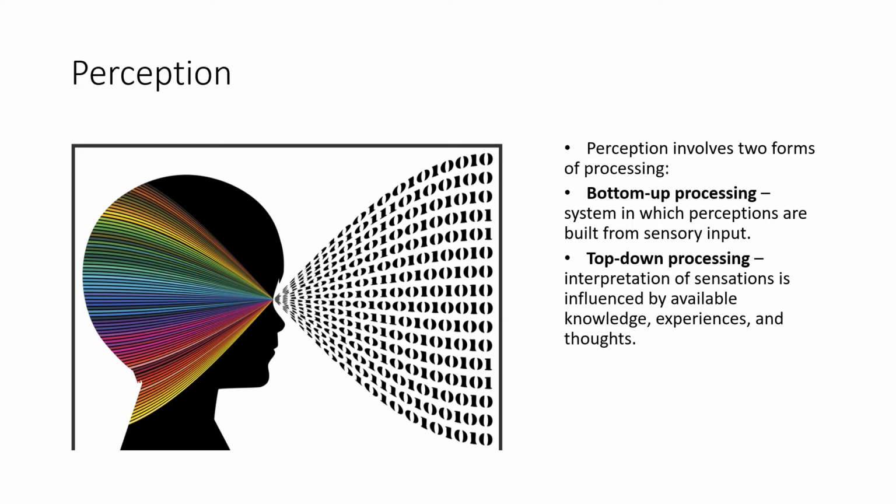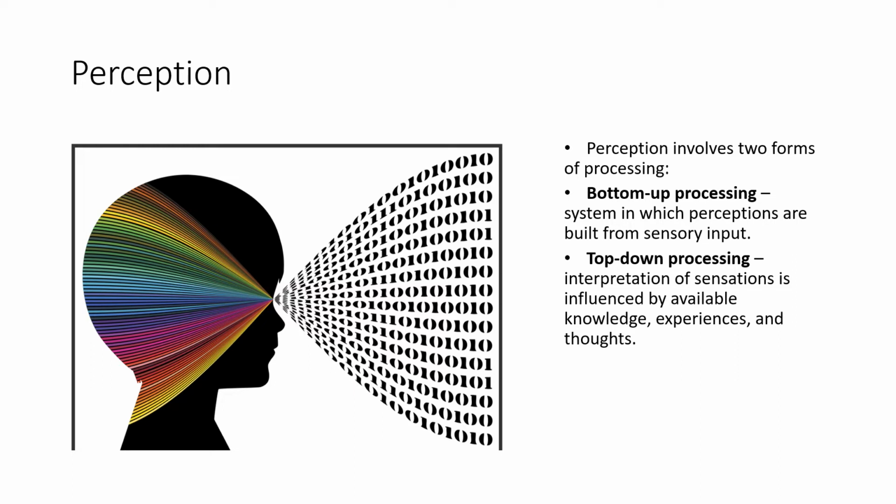Perception involves two different forms of processing. We have what's called bottom-up processing, and this is the system in which perceptions are built from sensory input. So the information that you're receiving through your eyes, through your ears, for example, this is bottom-up processing. We are receiving this information, and then it goes to our brain, and then we perceive that information.